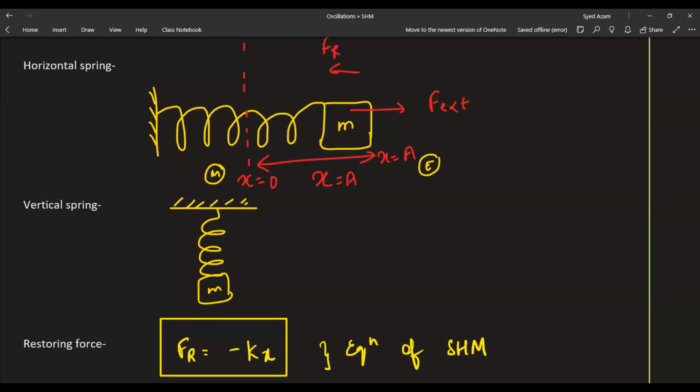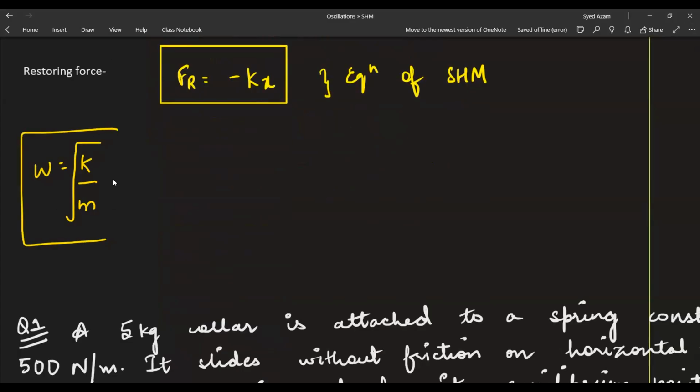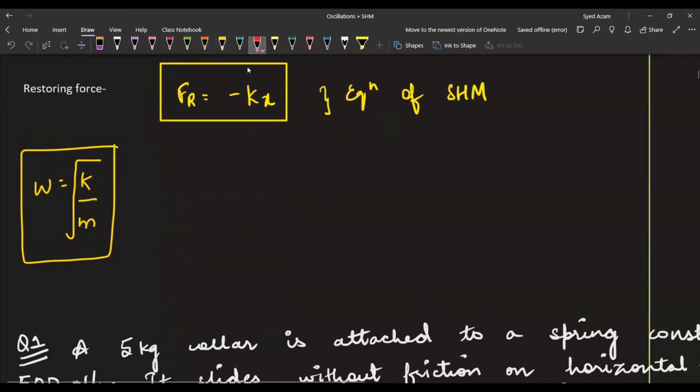So a few formulas are there which you need to know. See, restoring force is equal to minus kx because it's the equation of SHM. Now, what all things are there? I told you that omega is equal to under root k by m. We have been using this also, so this can also be applied here. What is k? K should be known to you. This k is basically the spring factor.